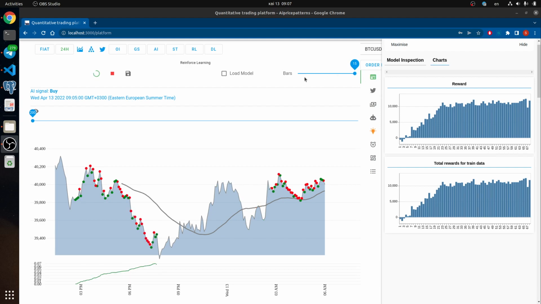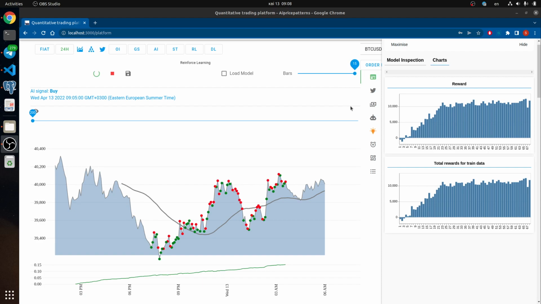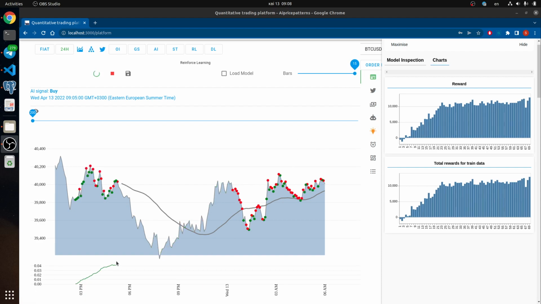This is a slider and you can select the number of bars. What would you like to analyze? In this case, I analyze 15 bars to make some decision. And you see it's working fine. We optimized the best solution using reinforcement learning.